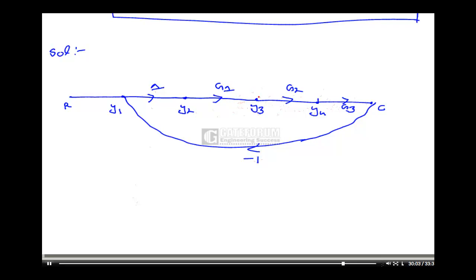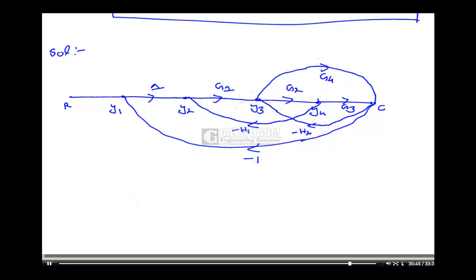Okay, from y3 after this gain g1 I have to take it to point C, which is multiplied by gain g4. Okay, from this point after g2 there is a feedback to y2, the value of this is minus h1. Okay, from C to this point I have one more feedback, and the value of this feedback is minus h2. From this C I can take it to another C multiplied by gain 1. Okay, so this is the signal flow graph for the given block diagram.